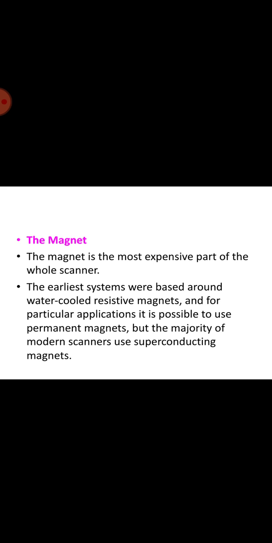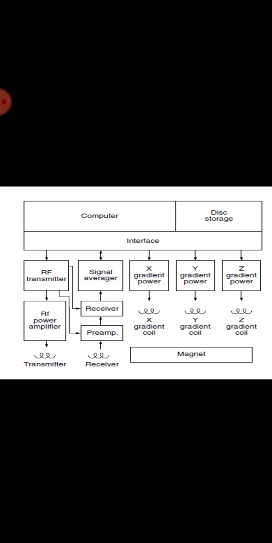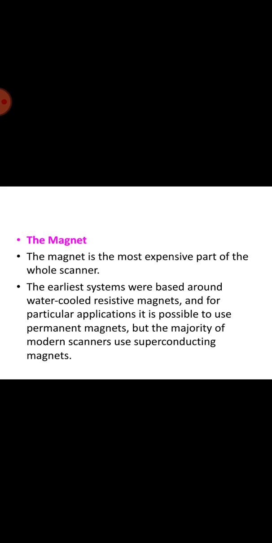The computer also performs various data processing tasks, including the Fourier transformation, image reconstruction, data filtering, image display and storage. Therefore, the computer must have sufficient memory and speed to handle large image arrays and data processing in addition to interfacing facilities. And now let us see about the magnet.